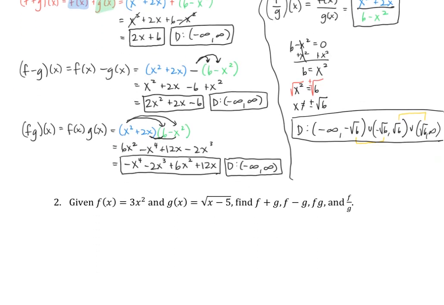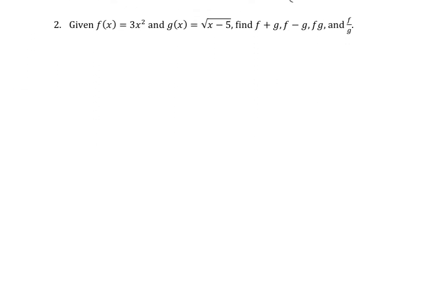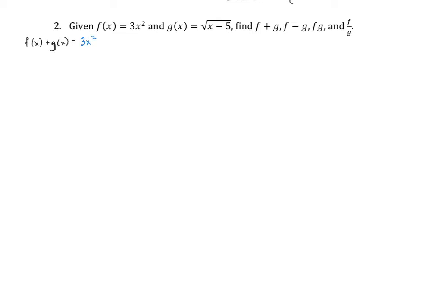All right, let's look at number 2. So here we're given f and g, and we want to do the same thing as we did for the previous problem. So f of x plus g of x. f of x is 3x squared plus g of x, which is the square root of x minus 5. Okay, so g of x I'm going to do in green again, and f of x I will use blue.